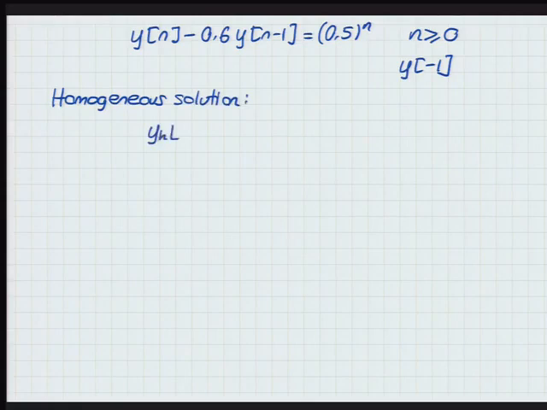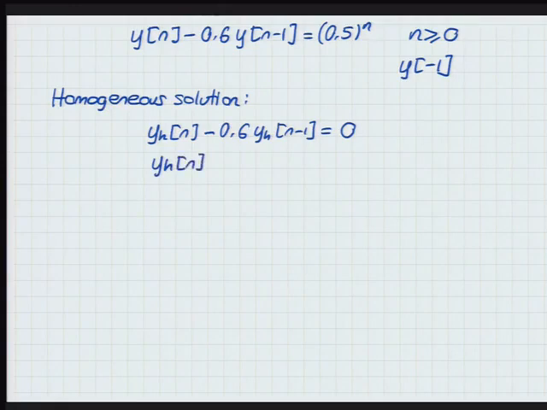So h of n, 0.6, h for homogeneous, right? So solve this equation. From the very structure of this, you can postulate a solution of this form. Because of this 0.6 here, you can postulate something like a times 0.6 to the n.